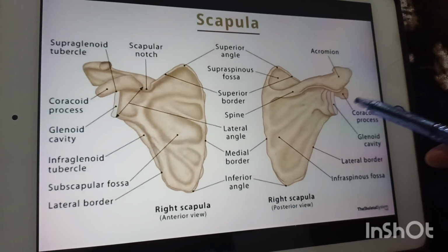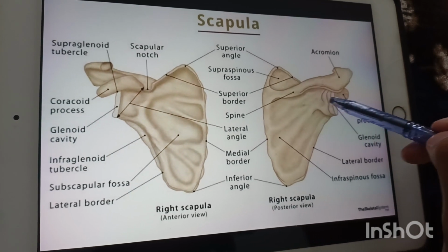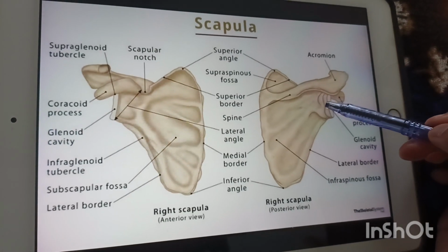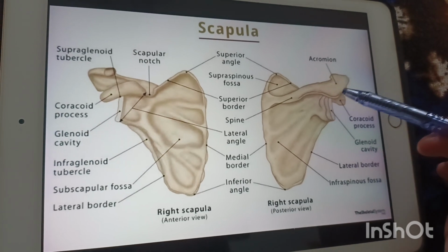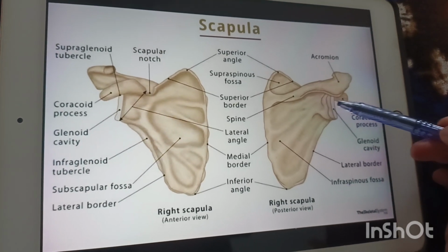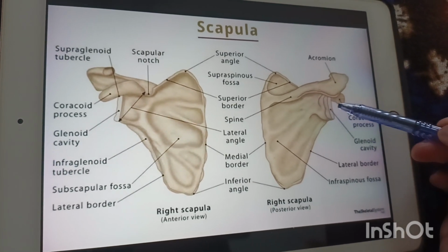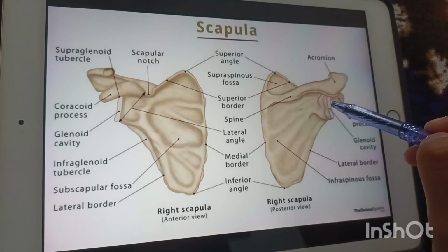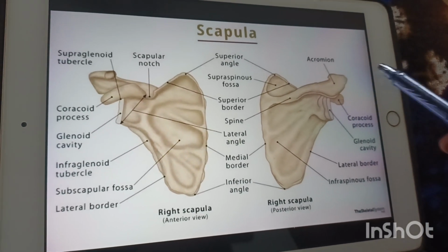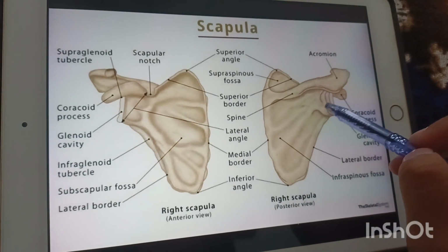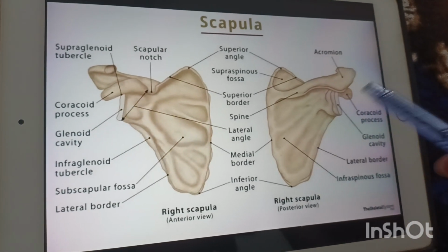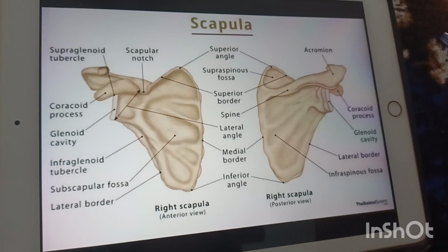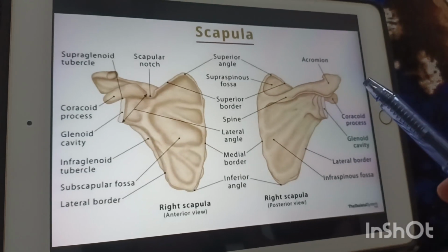And at the glenoid cavity, we divide it into two parts. Number one is the upper part, which is the supraglenoid tubercle, and then the lower part, which is the infraglenoid tubercle. At the supraglenoid tubercle, the long head of biceps attaches, and at the infraglenoid tubercle, the long head of triceps attaches. And now let's come to the border.